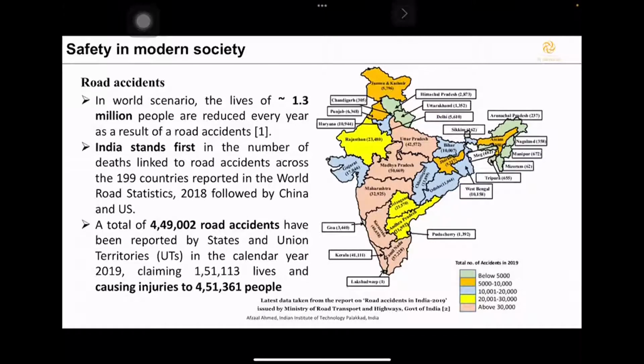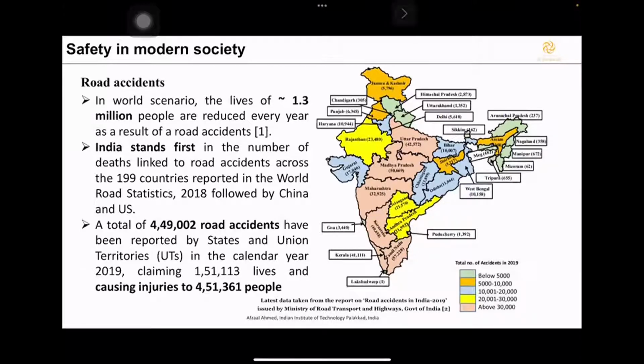So here's where the need comes from. When you talk about the biomedical industry, where is the need and the demand? The demand is coming from the unfortunate accidents happening every day on our roads. The data also suggests the same: in just 2019, almost 1.5 lakh people lost their lives and 4.5 lakh suffered grievous injuries.